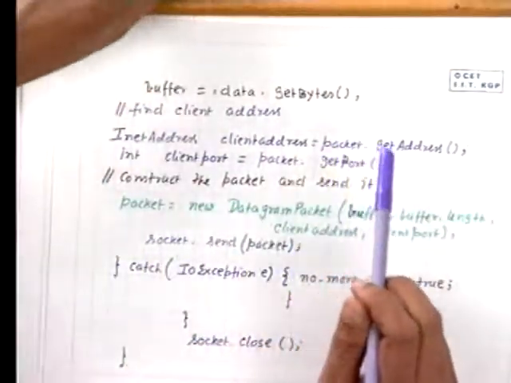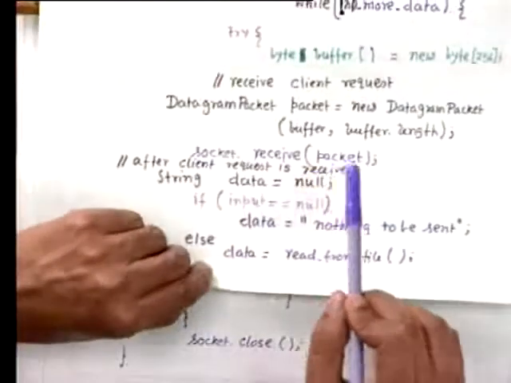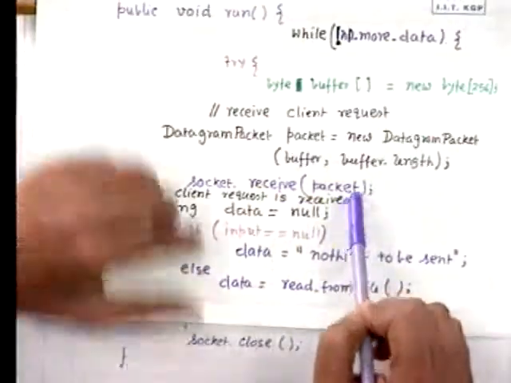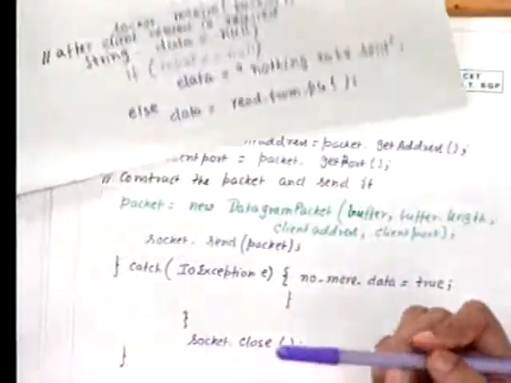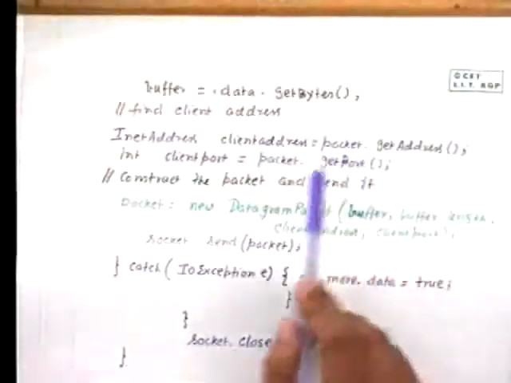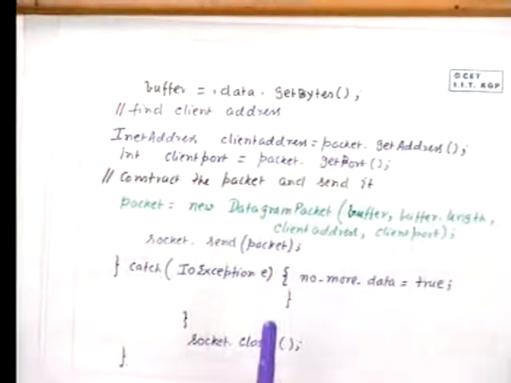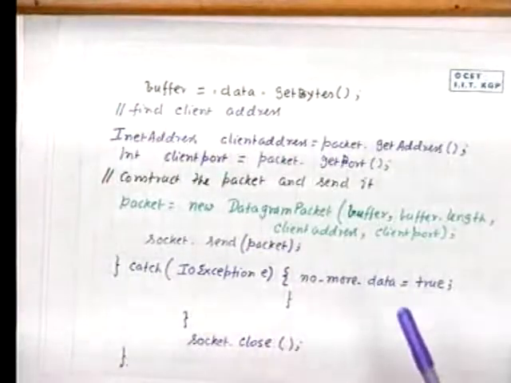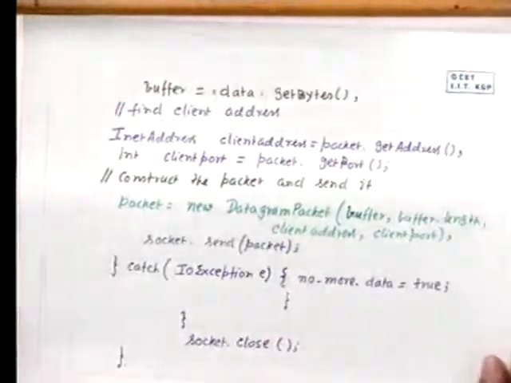So here it received the data from the client, and after analyzing the packet, it identified the address of the client and then sent the data back to the client. And if there is no more data, that is true, then you close the socket.